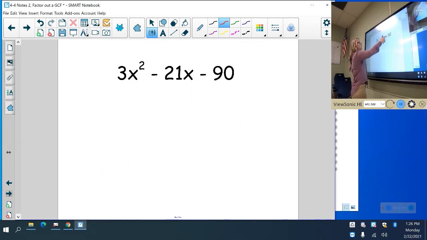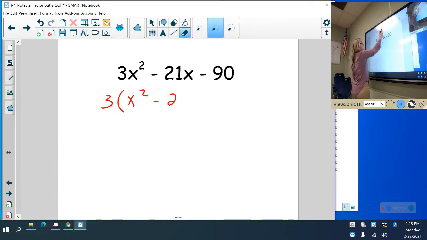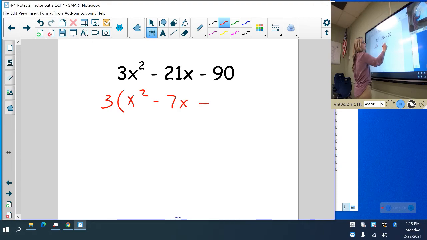Greatest common factor for this one, well, since this is 3, is this divisible by 3? Yes. Is this divisible by 3? Yes. So I'm going to put a 3 out in front. And then I have x squared minus 21 divided by 3, 7, so 7x, minus 90 divided by 3 is 30.